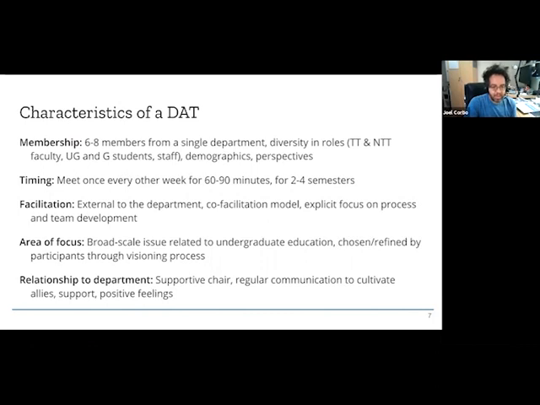The issue that the DAT works on, or the area of focus, is chosen and or refined by the participants through a visioning process. We also feel that that's very important, that it not just be some external mandate that they're being told what to do, but that the group itself is developing that. And ideally, in terms of its relationship to the department, we want there to be a supportive chair, and we want there to be regular communication between the DAT and the department to cultivate allies and build support and general positive feelings about the work of the group.